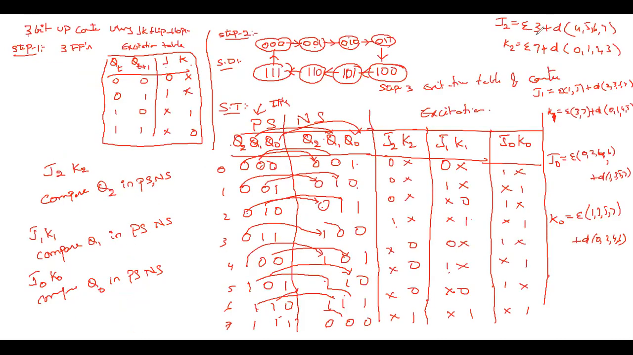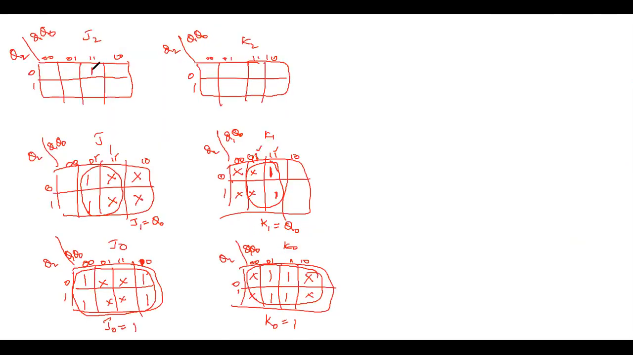Next J2: only 3 is one, with 4, 5, 6, 7 don't care. So we get only this pair. So J2 is equal to what? The common term is 1 1, which means Q1, Q naught.